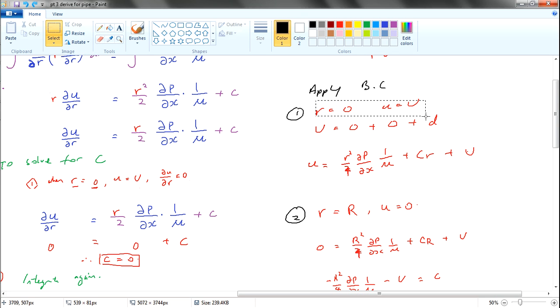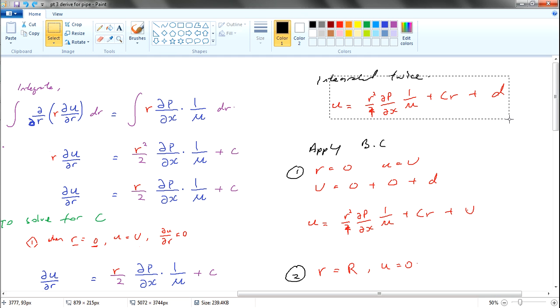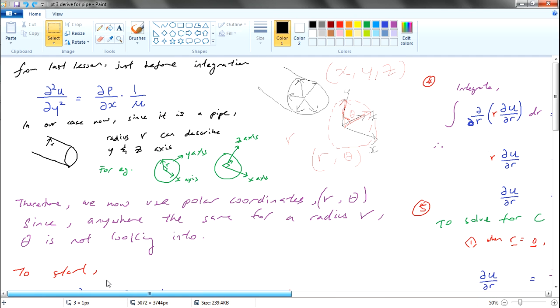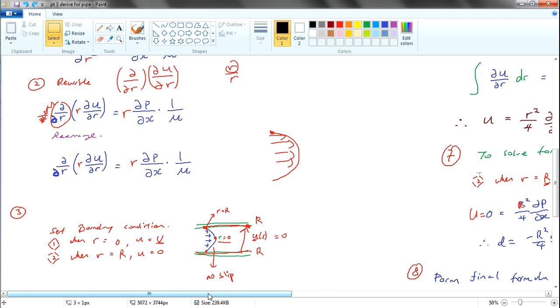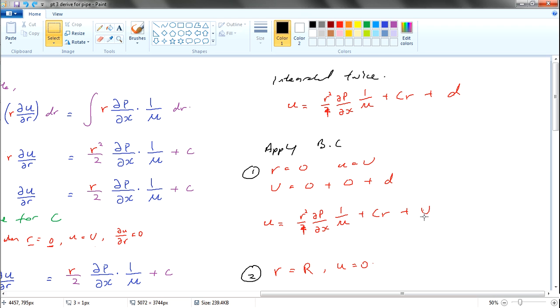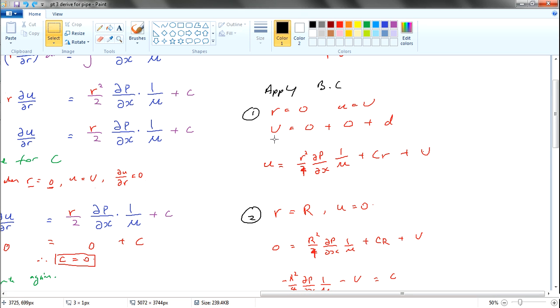When r is equals to 0, so this repeat again. This is the second integration. So r is equals to 0, u is equals to capital U, which is when r is equals to 0, the velocity of the fluid is the fastest, which is equals to capital U. So when we sub it in, we see that d is equals to U, right?